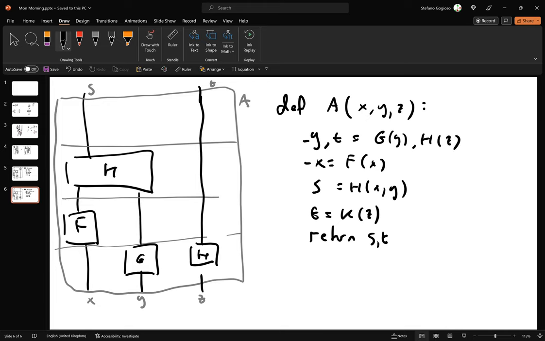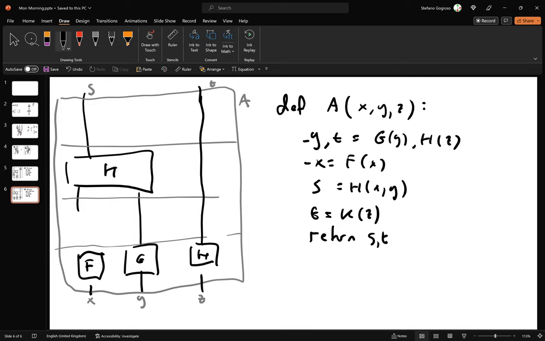And now I can say, actually, look, F is also independent of what G and H do. So I can pull F down and I can make it parallel. And I can say, actually, F can be applied below. And this diagram is also equivalent, again, to the previous one. Now I am applying everything in parallel, in a sense.